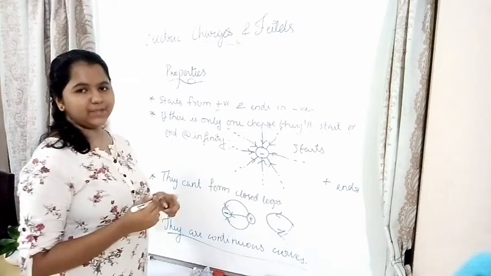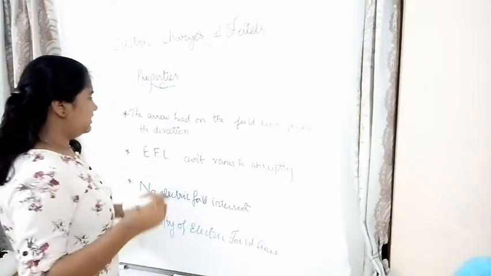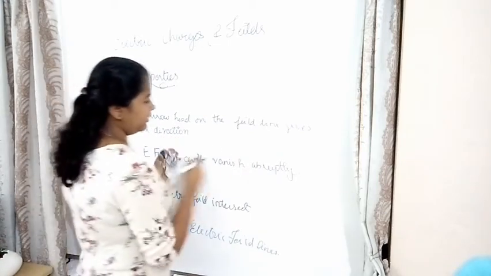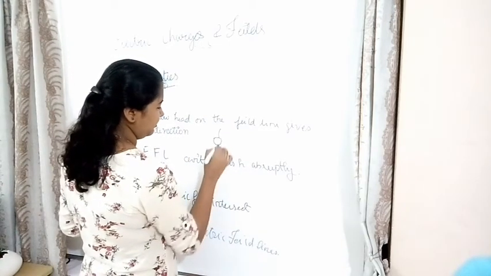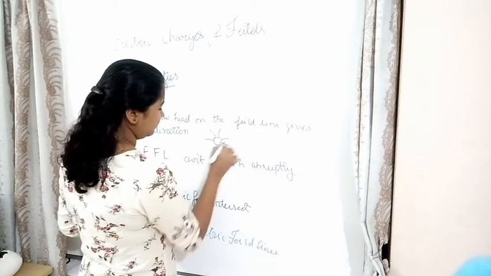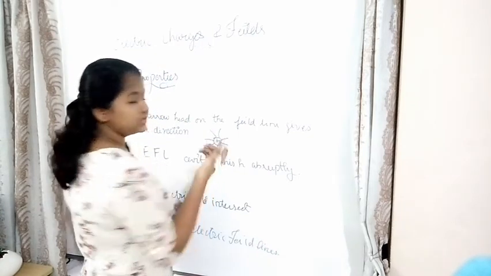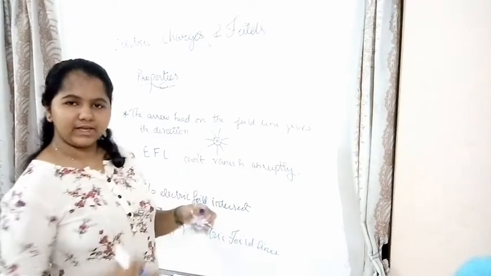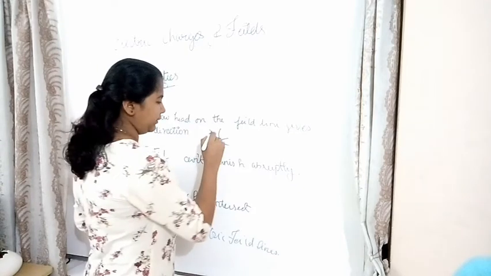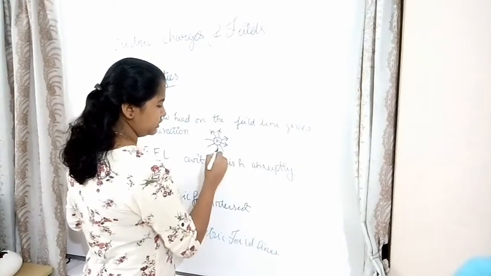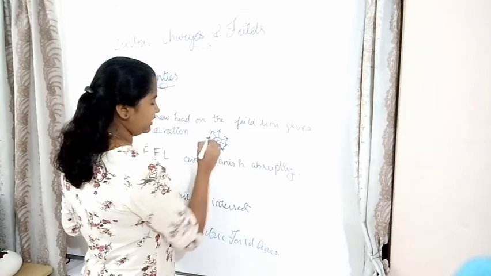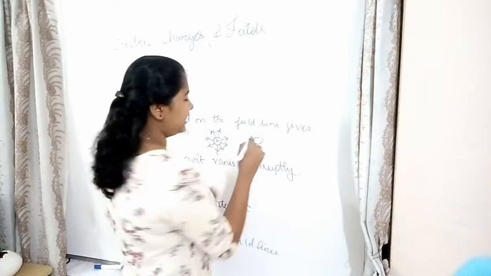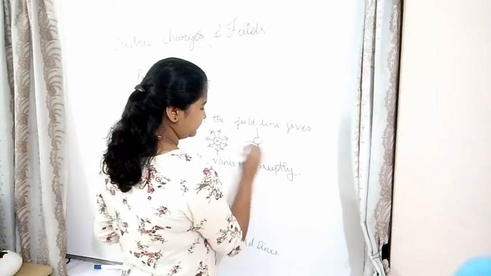The next point that we have to learn is that the arrowhead on the field line gives the direction. This is a field line, and this is a positive charge. How do we know it's a positive charge? We know it's moving outwards. How do you make it clear that it moves outwards? You put the arrow mark. What does the arrow mark show? The arrow mark shows the direction, if nothing else is given and only the arrowheads are given.